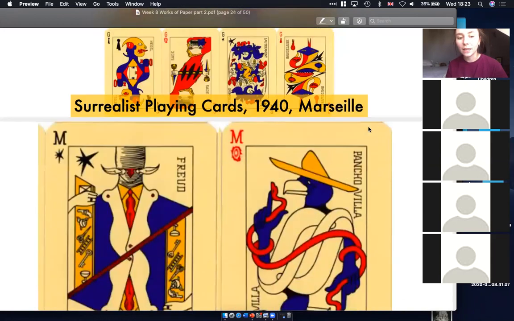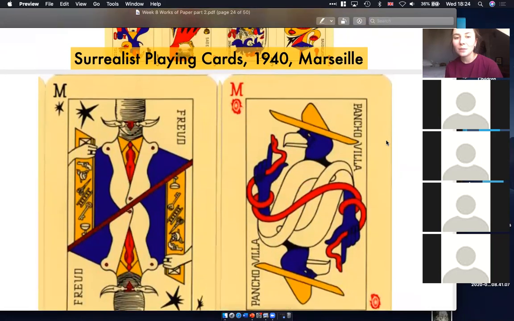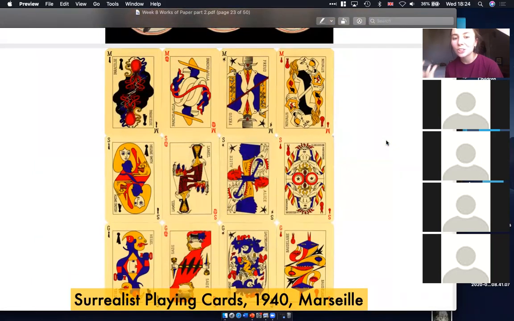And they actually filled the playing cards with all these political messages. Like the figure on the right is Pancho Villa, who was a really important Mexican revolutionary in the Mexican Revolution of 1910. And then on the left, you've got Freud, who for the Surrealists was almost like a god, and they were obsessed with his psychological writings. So they replaced all of the traditional figures on playing cards with their own heroes, which is very typical of the Surrealists, to reject all hierarchies and stuff like that.